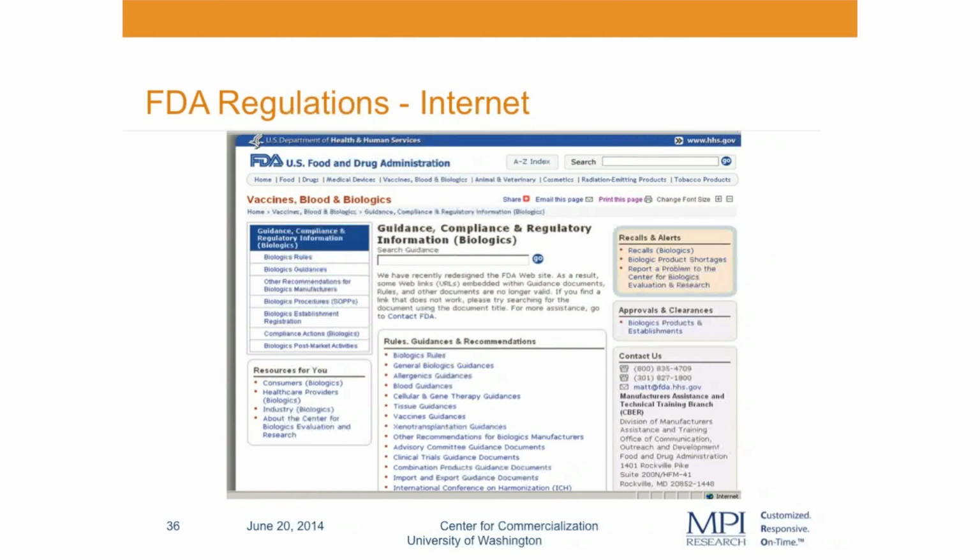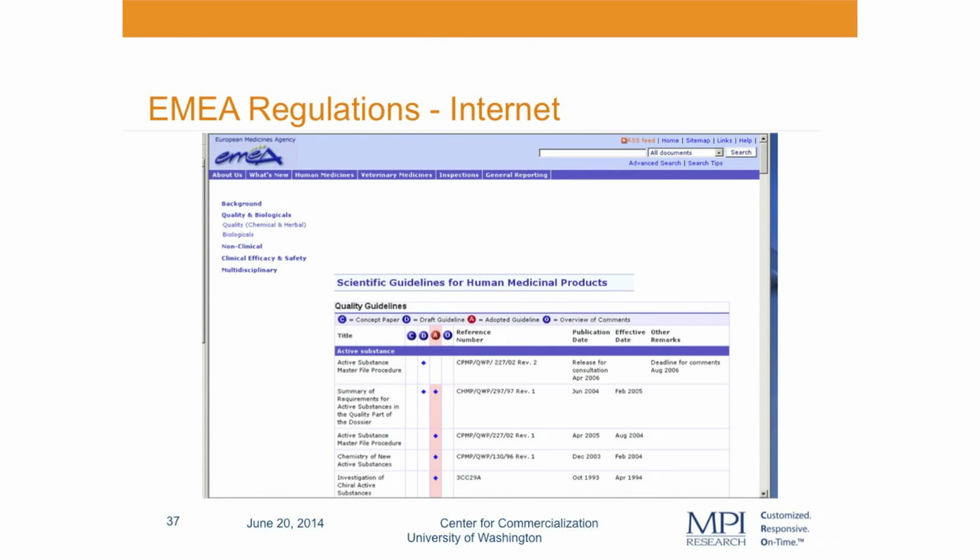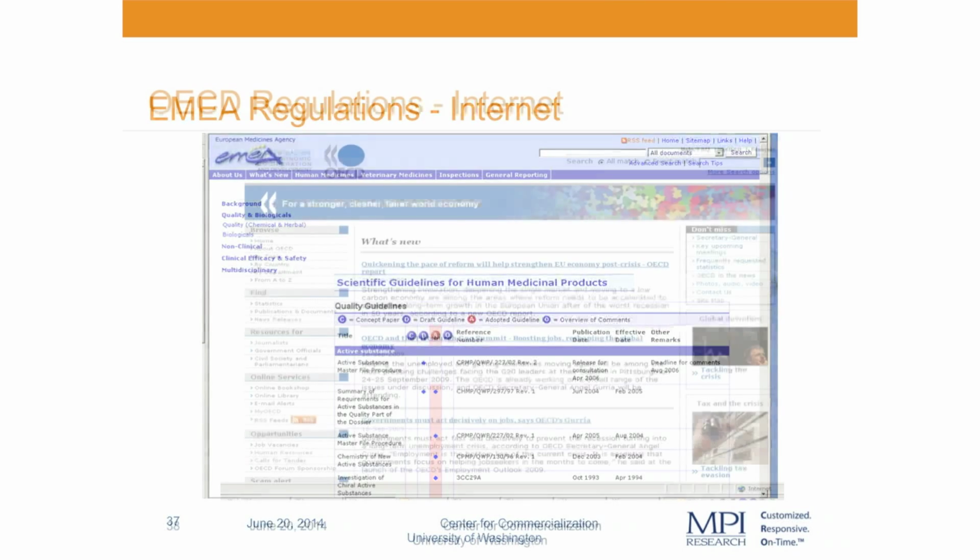Again, here's some more places you can go and look on the internet. This is the FDA guidance for biologics. This is their pages as you flip through them. Here's OECD.